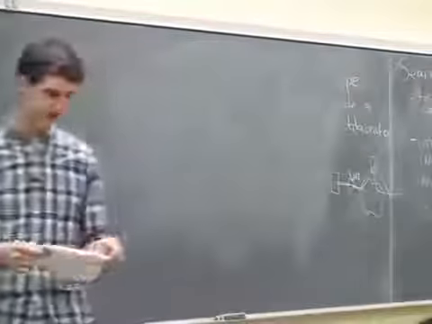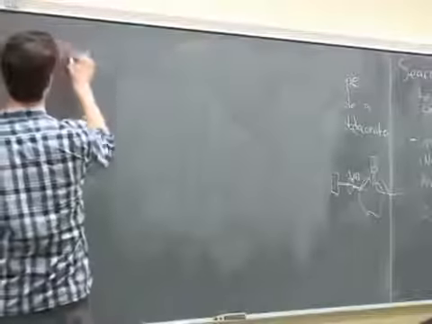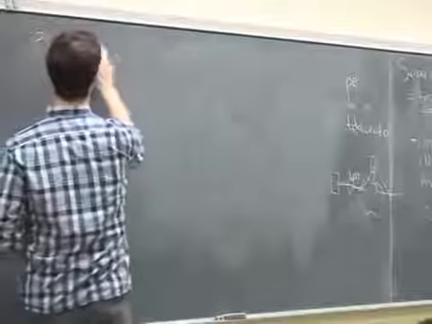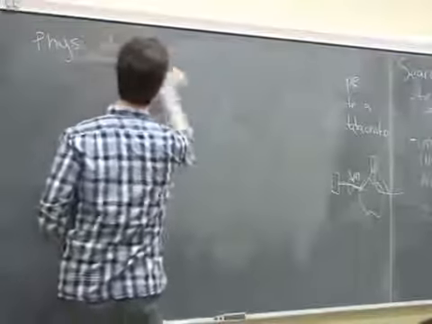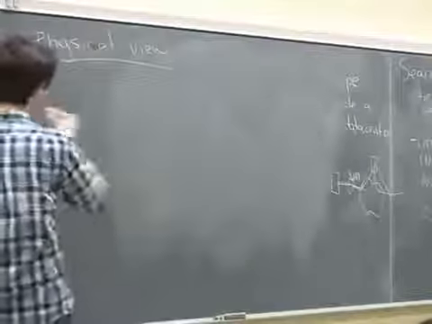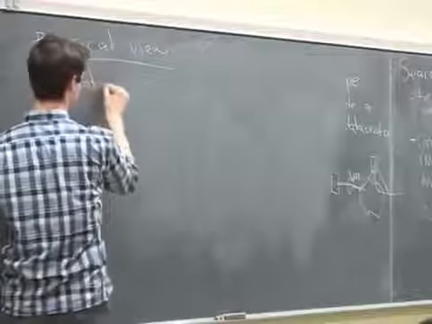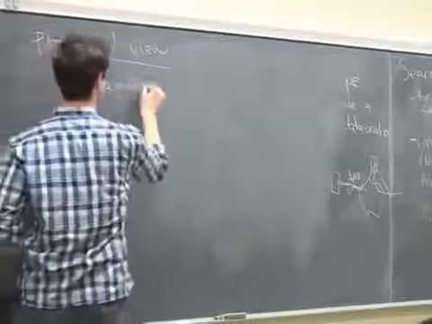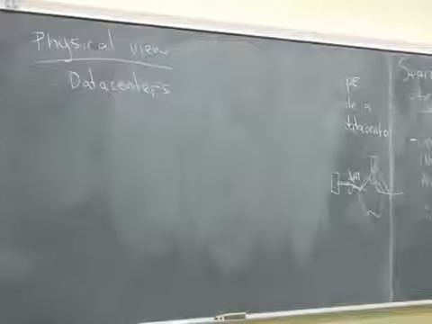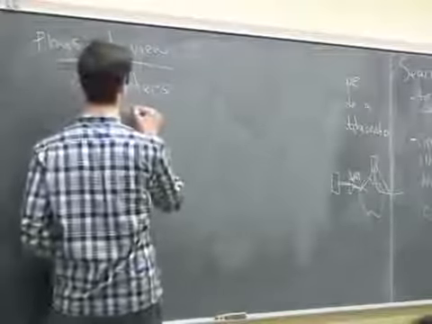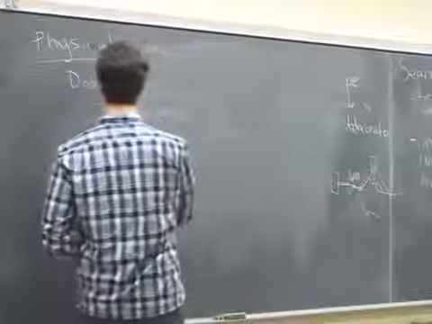The first view is the physical view. And this is essentially this data center definition. So the cloud is a bunch of data centers. But then what is a data center? It's a warehouse just full of servers.